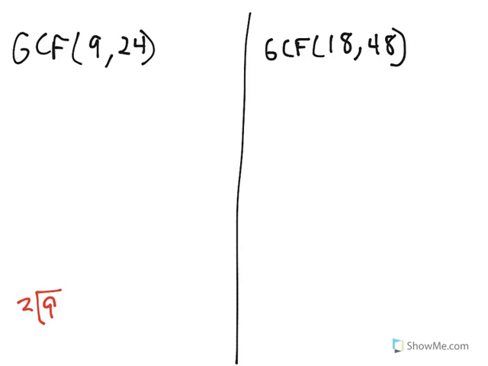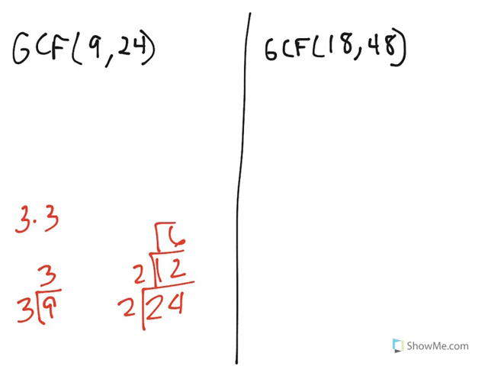So let's do the prime factors of 9, that's 3 times 3. And we'll do the prime factors of 24, and that would be 2, 2, 2, and 3. So that would be 2 times 2 times 2 times 3. Let's cross off our duplicates. Okay, which means we only have one duplicate, which means that the greatest common factor of 9 and 24 is 3. So let's take a look at our second one here.